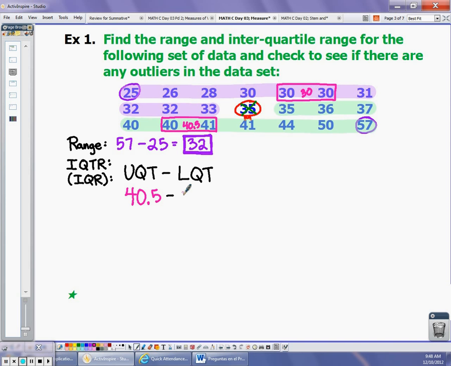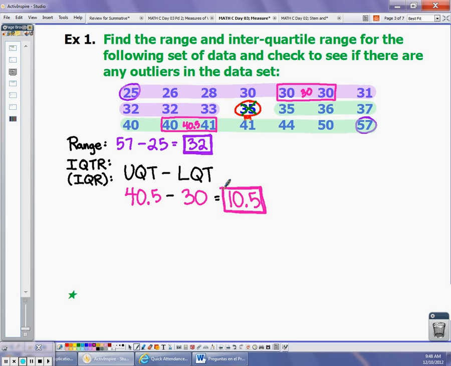So that means my lower quartile is 30 and my upper quartile is 40.5. If I subtract the two, that's going to give us our interquartile range, and our interquartile range in this particular case is 10.5. So I found my two measures of variation, which are the range and the interquartile range.